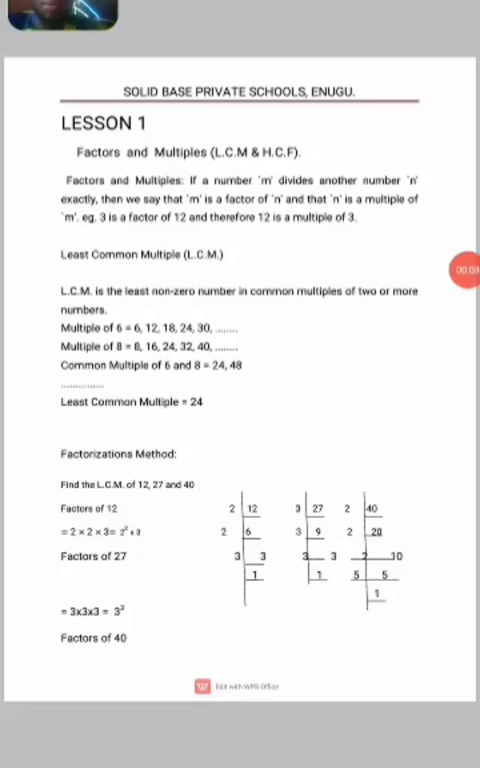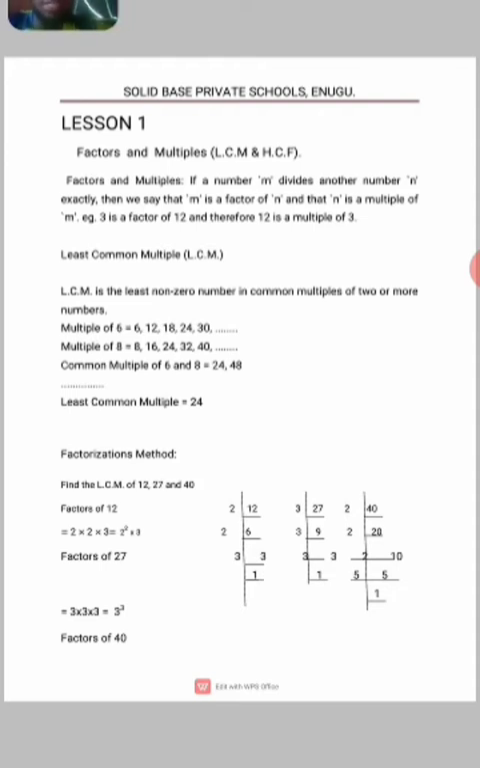My name is Nalu Anthony, Junior Secondary School Section Maths Teacher, Solid Base Private School, Enugu. This morning we shall be discussing a topic titled Factors and Multiples. Under Factors and Multiples today, we will be talking in more detail about LCM.